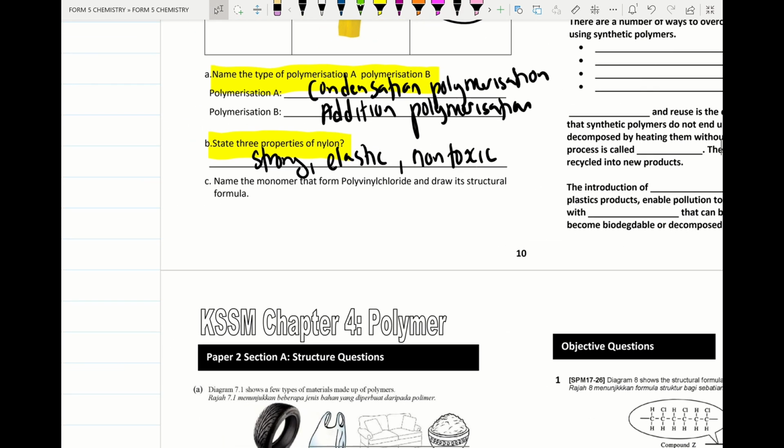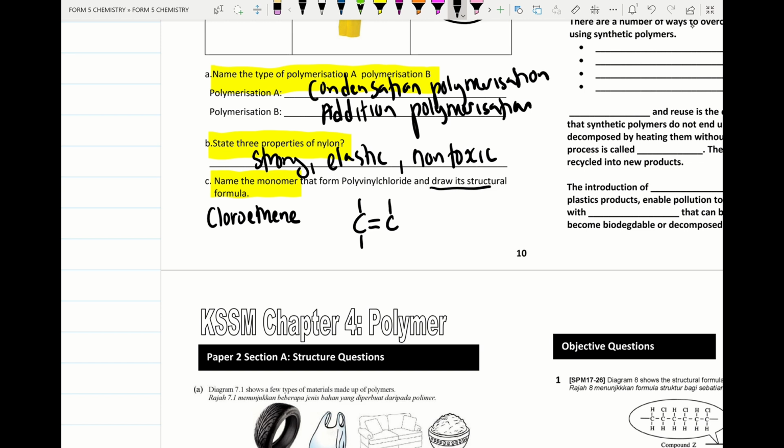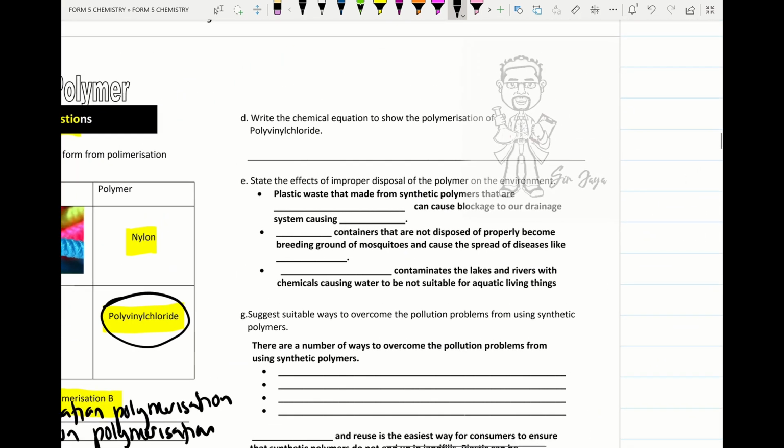All right, so we try to check the question number C. Name the monomer of polyvinyl chloride. The monomer name will be chloroethene. All right, so next draw the structural formula of the chloroethene. So we put C double bond C. So we put bonding. So I put here H hydrogen atom and chlorine atom. This is the structural formula of chloroethene. All right, so now we try to go for question number D.